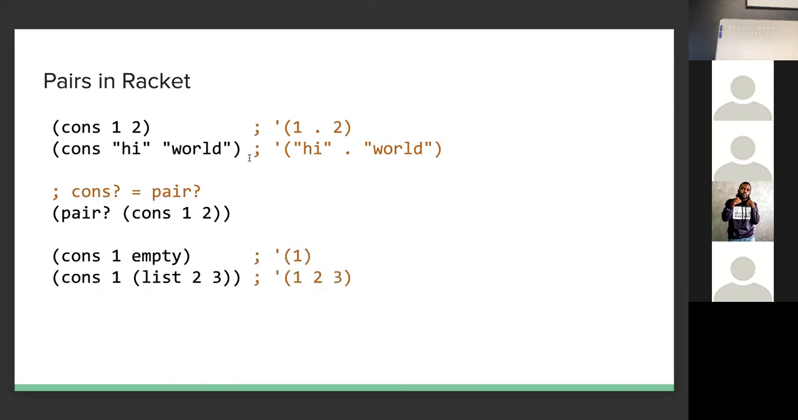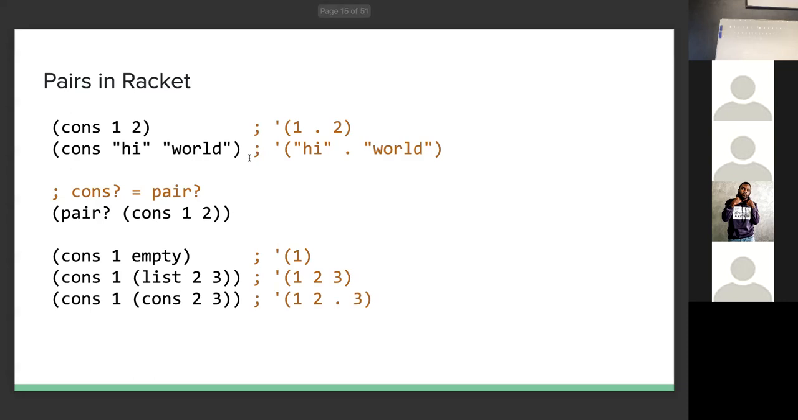So what about lists then? Well, a list is in fact either empty or it's a pair of its head and the tail of the list, which is again just some list. So when you do cons one empty, you're constructing a pair of one and an empty list. And that is exactly what a list in Racket is. It's either empty or it's a pair of a value and some other list. So lists are just a special case of pairs. Okay, does this make sense?